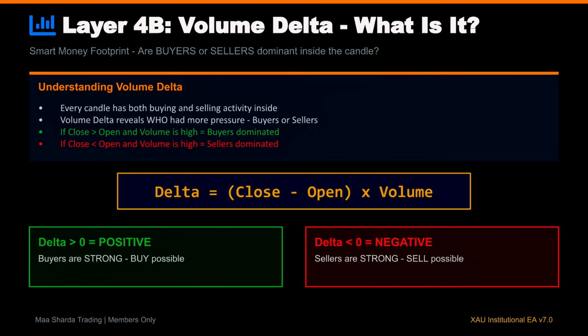Layer 4B is volume delta, indicating whether buyers or sellers are dominant inside the candle. Delta is calculated as the difference between the candle's close and open, multiplied by volume. A positive delta means buyers are strong and a buy is possible. A negative delta means sellers are strong and a sell is possible.